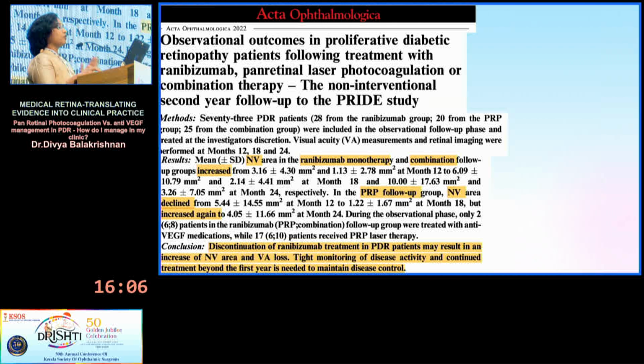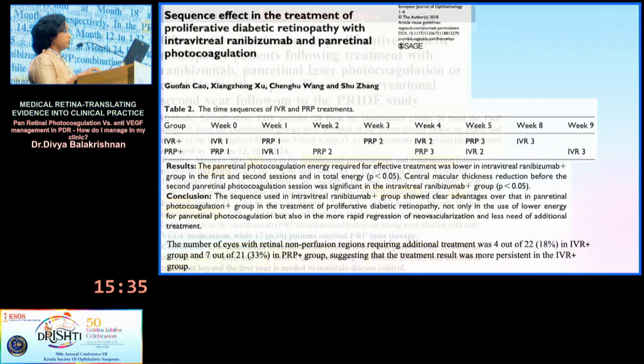At the end of 1 year, the ranibizumab and the combined group had better visual outcome, but on observation without any active intervention, when they followed up the patients at the end of 2 years, the advantage was not there, and adding to that, there was an increase in the area of neovascularization in the group which had received anti-VEGF and the combination group. So if we discontinue the treatment of PDR with anti-VEGF, there is a chance that the disease can progress, and without intervention, the patient might lose vision.